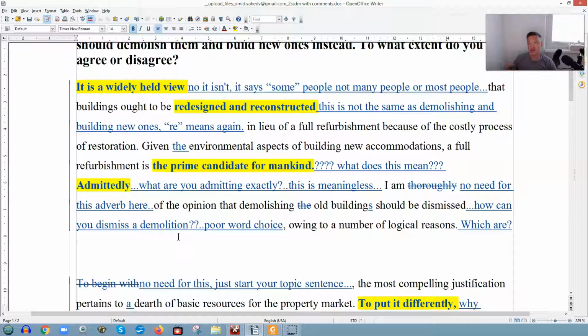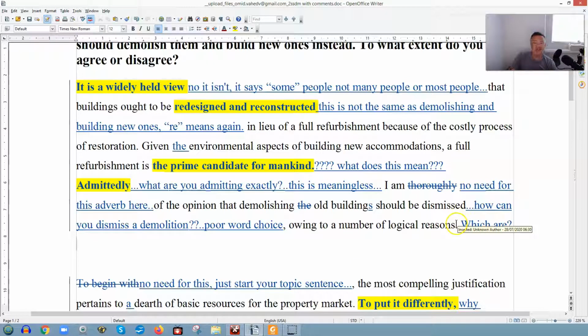You're adding words just for the sake of it. The examiner will see this. He'll see straight through this, that you are adding words, possibly in the hope of using advanced language to improve your lexical resource score. The opposite is the case. So, should be dismissed. How can you dismiss a demolition? Not a very good word choice.